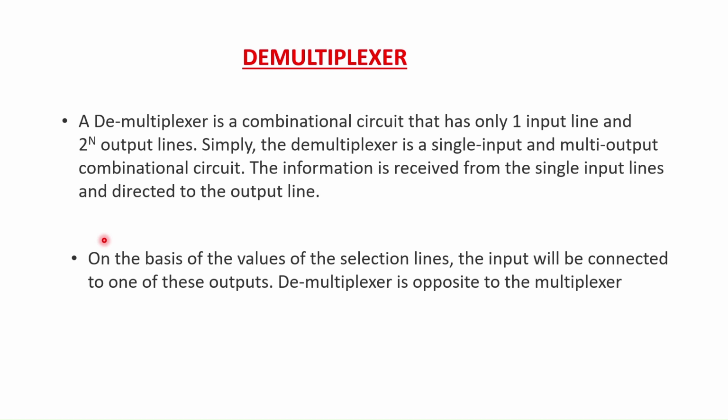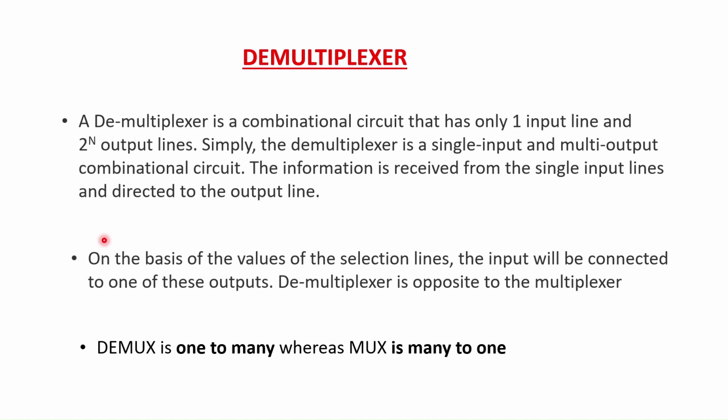Demultiplexer is opposite to multiplexer. Demultiplexer is one to many, whereas mux is many to one. In a demultiplexer, we have one input and 2 power n outputs, whereas in a multiplexer, we have 2 power n inputs and 1 output.